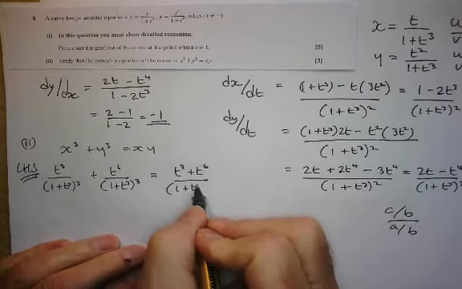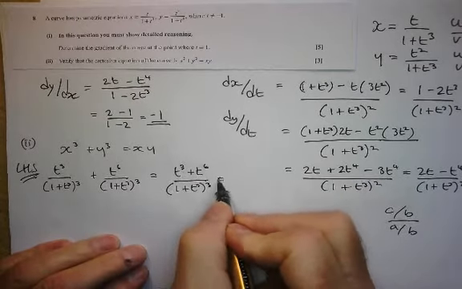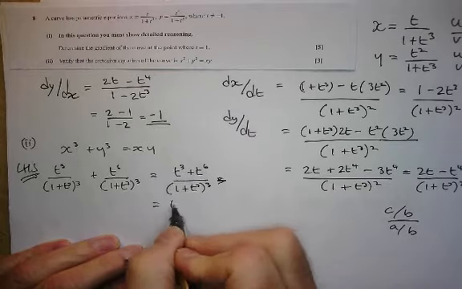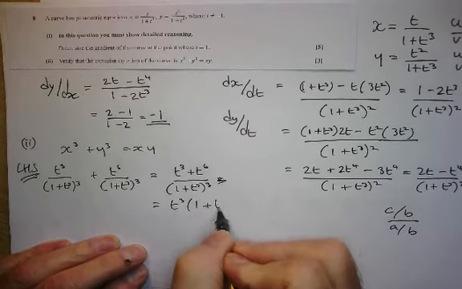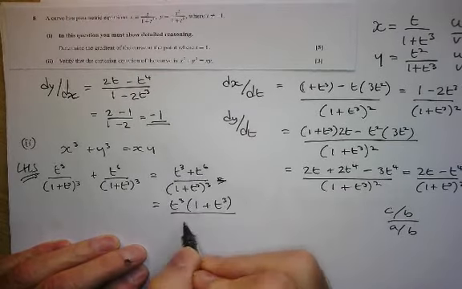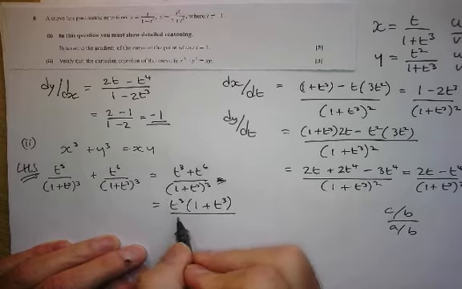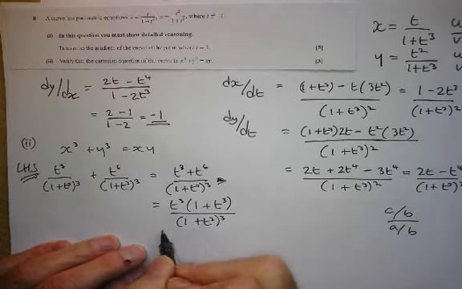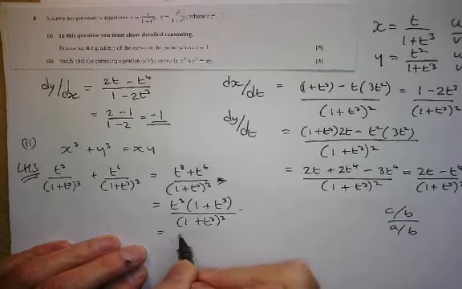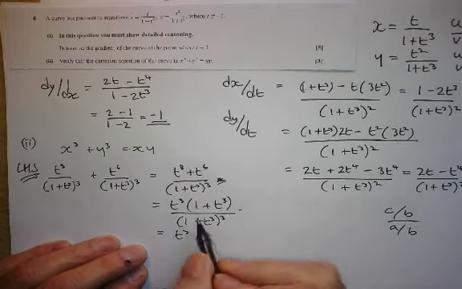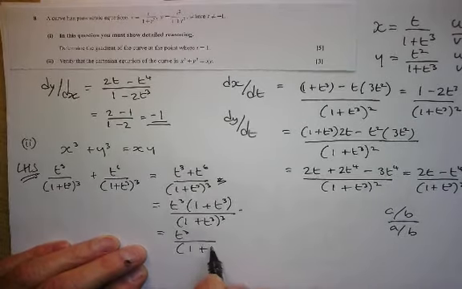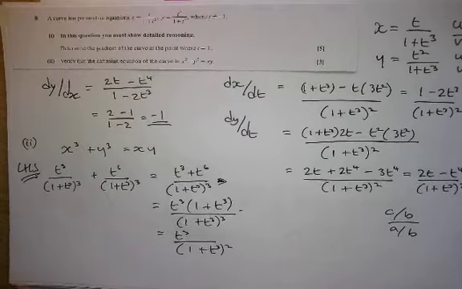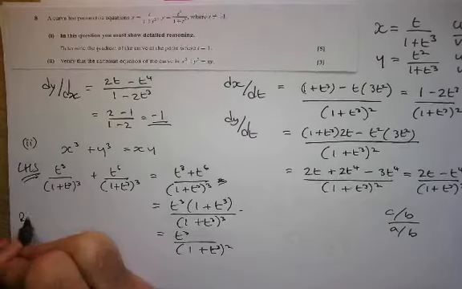all over. Let's just tidy that up. I can take t to the 3 out, so I'm left with 1 plus t to the 3, and that can cancel out. So it is important to tidy things up, so let's put it here, t cubed, that cancels out, all over 1 plus t to the 3 squared.